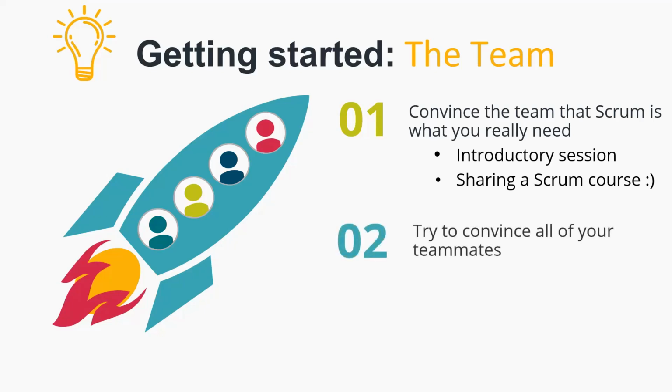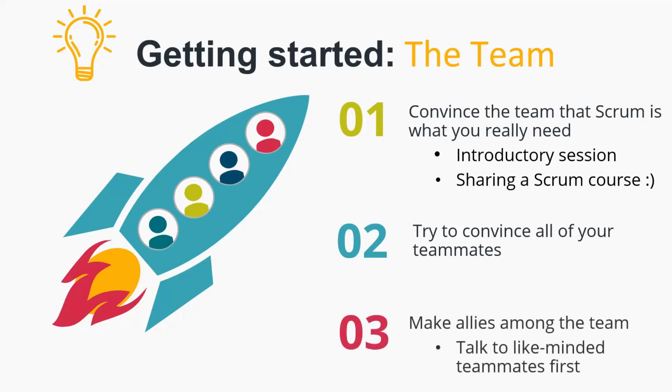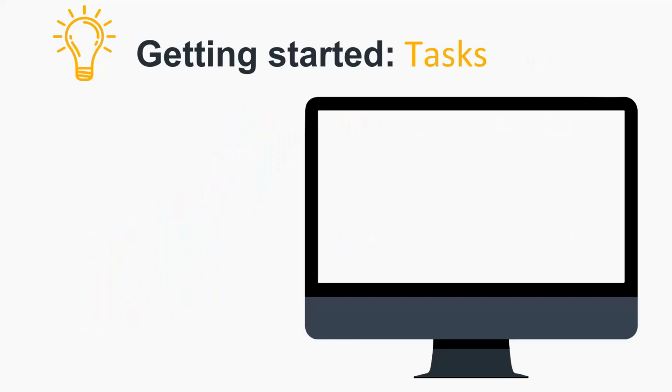Try to convince all your teammates that this is a good idea to try Scrum. It would be perfect if the whole team supported you, but it happens very rarely. Usually there are people who will be always skeptical about everything. That's why you have to make allies within the team. You will need at least a couple of people in your corner, so it will be easier to work during the first sprint because there will be less resistance from the team side.